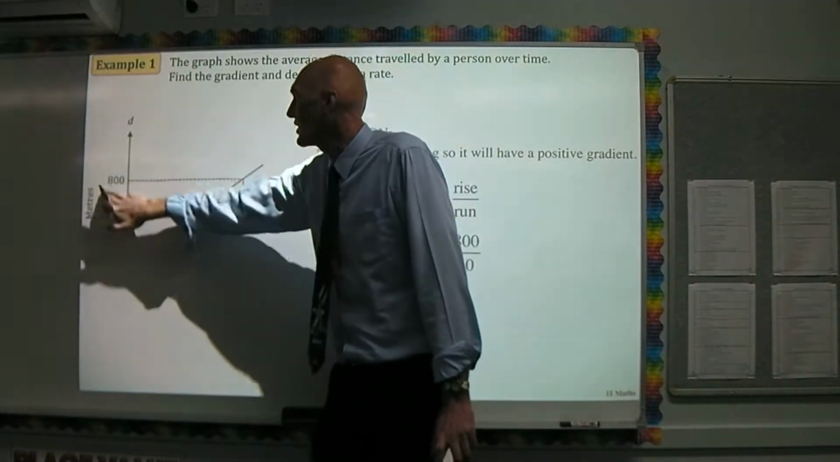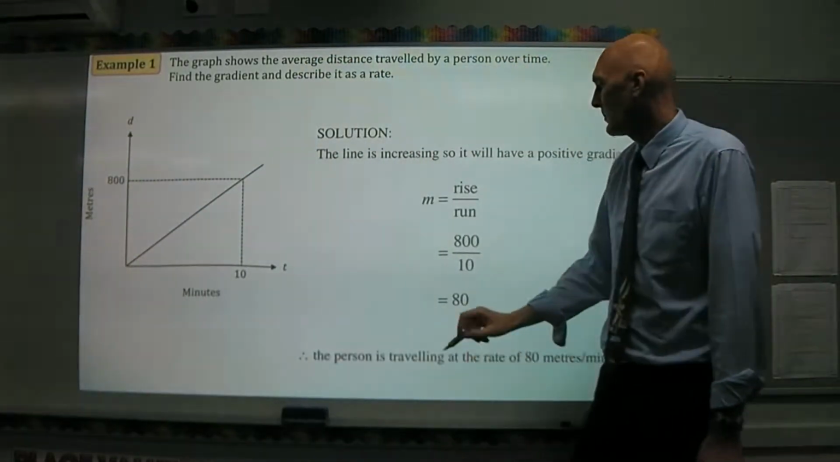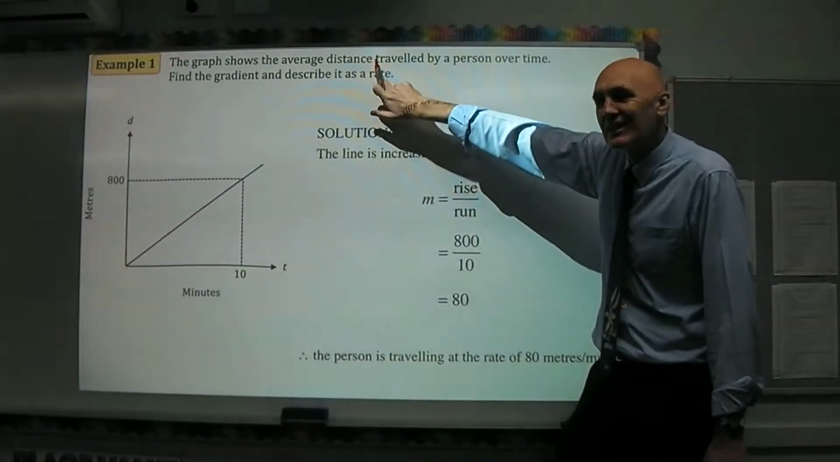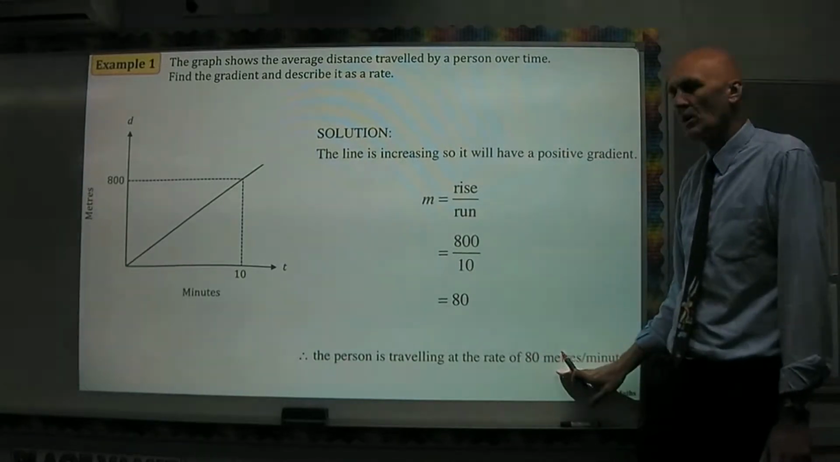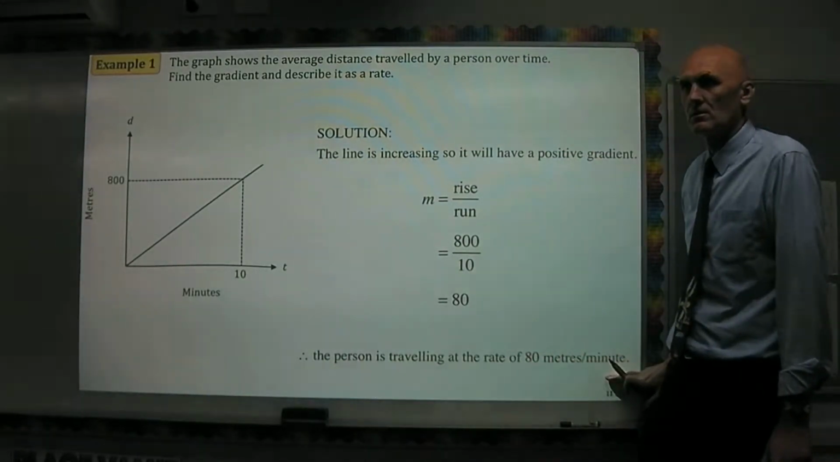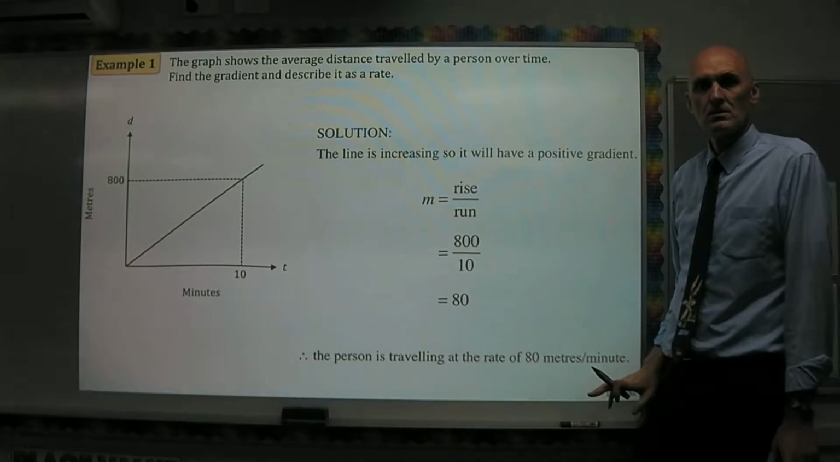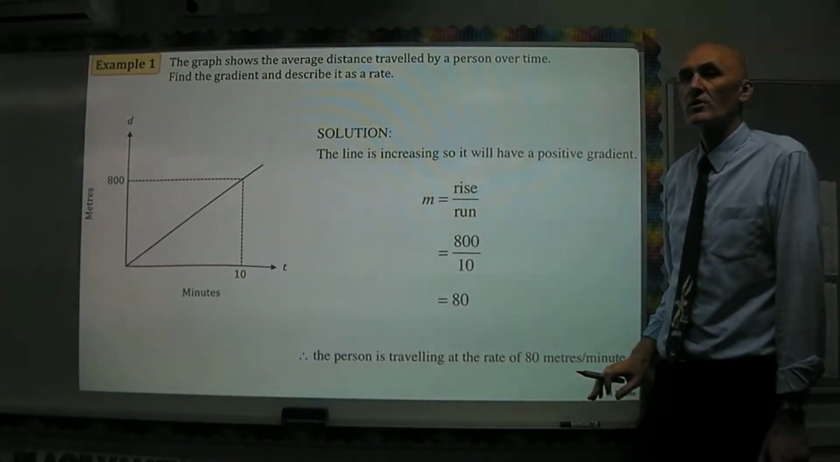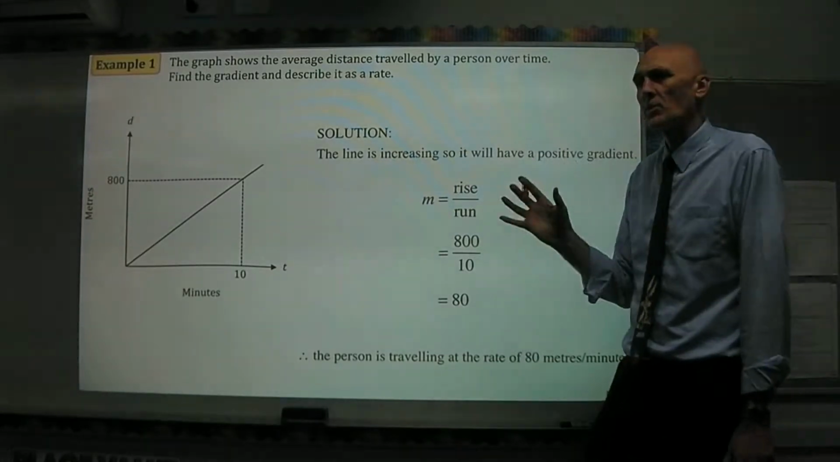We always use the vertical axis first. So we describe that by saying the person is travelling at the rate of 80 metres per minute. How much different is that from what you've just been doing? Not very different at all, except now we're giving it a name.